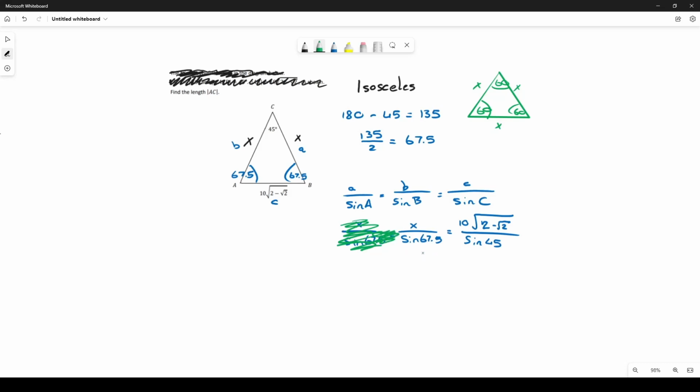So, yeah, it's the same kind of scenario. Actually, I'm just going to rub this out. Same kind of scenario, because you'll notice that we want to get x on its own, but we don't have x on its own because it's being divided by sine of 67.5. What's the opposite of dividing by sine 67.5? Multiplying by sine of 67.5. So I'm going to multiply on both sides by sine of 67.5. And then they cancel out here, and you're just left with the x.